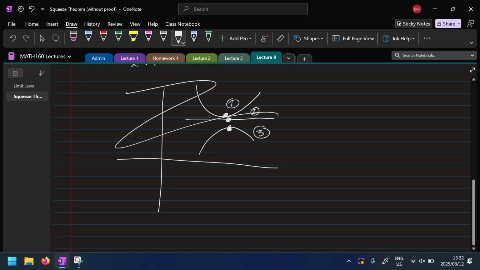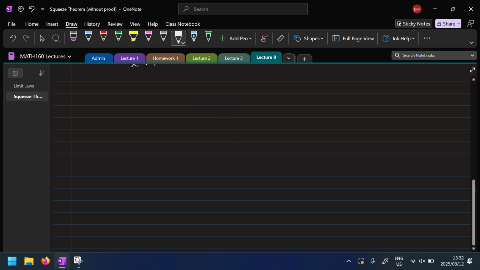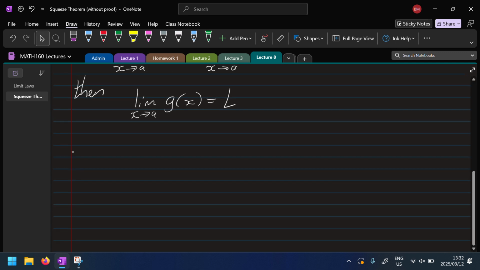Okay, so that's the squeeze theorem. You might also see it as the sandwich theorem, but in the textbook, it's squeeze theorem. Okay, let's have a look at an example.